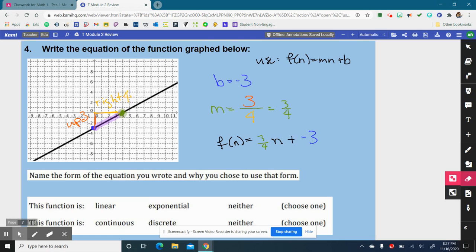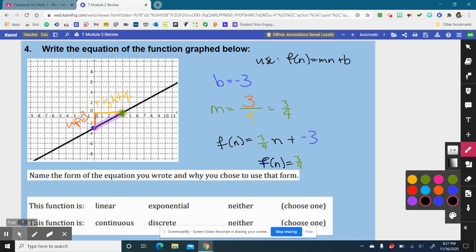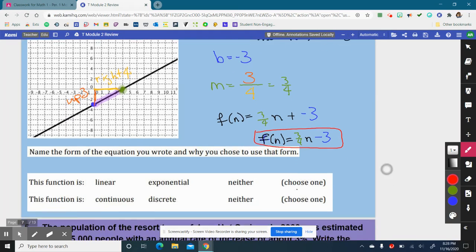So if I can't write it as plus -3, I have to rewrite it. Let me write this correctly. F of n is equal to 3/4 n minus 3. Okay? A positive and a negative make a negative.